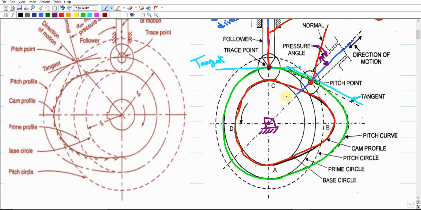So definitely, according to this definition, this circle that I'm tracing here is going to be the base circle, which should be the smallest circle that can be generated from the center of the cam rotation, and in the meanwhile it should be tangent to the cam profile. So this circle here should be the base circle. This is the base circle.